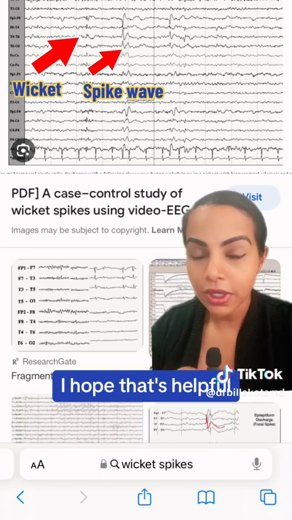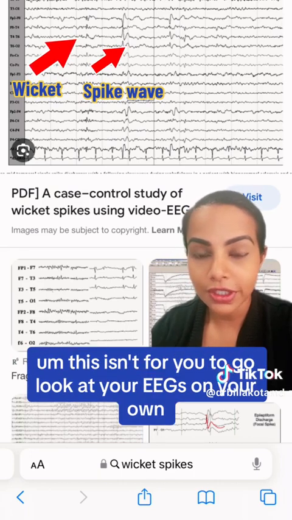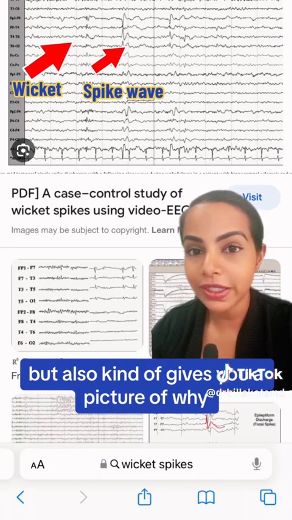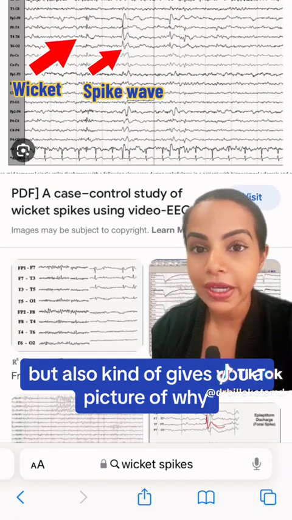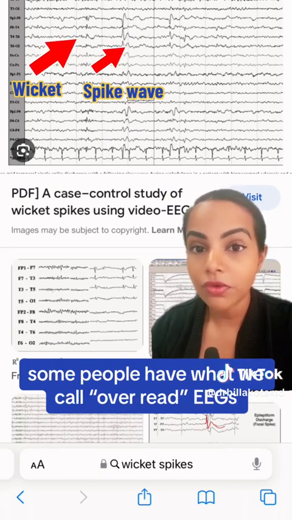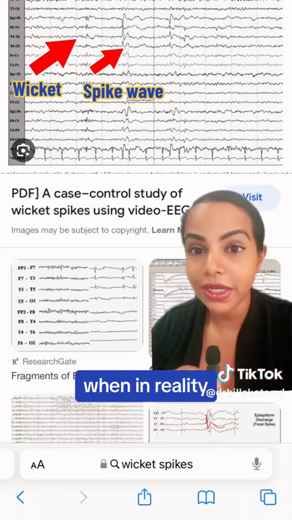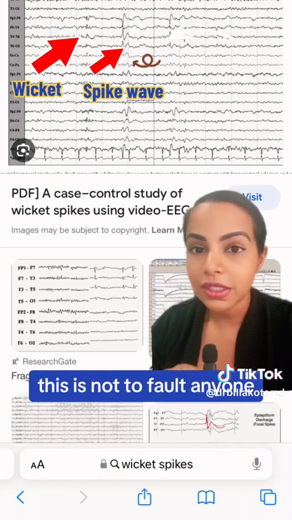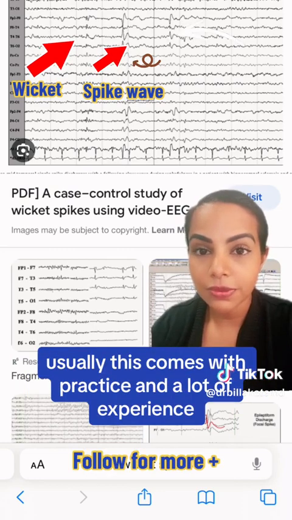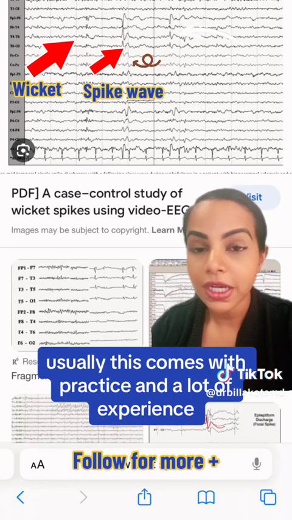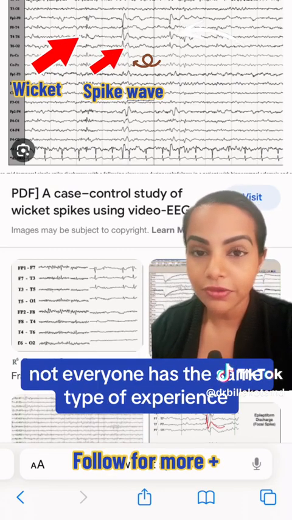I hope that's helpful. This isn't for you to go look at your EEGs on your own, but it also gives you a picture of why some people have what we call overread EEGs, where someone looks at them and diagnoses them with epilepsy, when in reality it's a wicket brainwave. This is not to fault anyone. Usually this comes with practice and a lot of experience, and not everyone has the same type of experience.